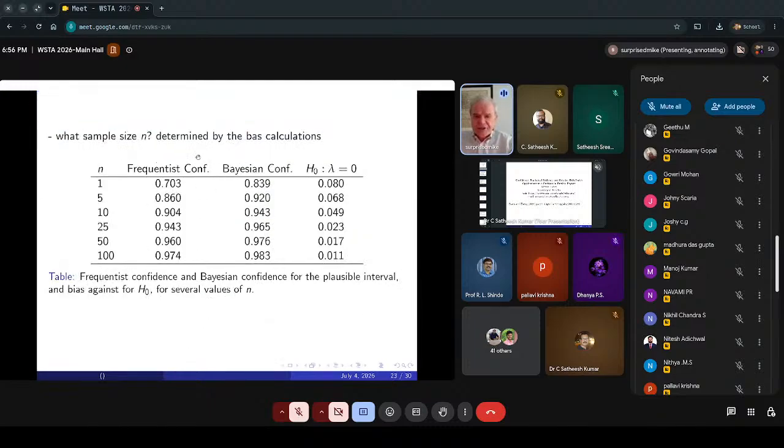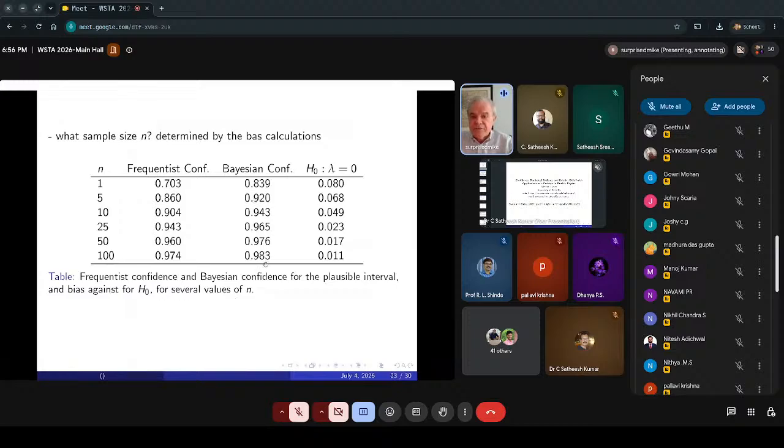Now, here are the bias calculations. Here I have frequentist confidences. By the way, these are true frequentist confidences with respect to the Poisson model. These are the probabilities of covering the true value. And you can see that it gets up pretty quickly. Even at 10 values, I'm at 90%. And I have to go to basically 25 values to get a 95% coverage probability.